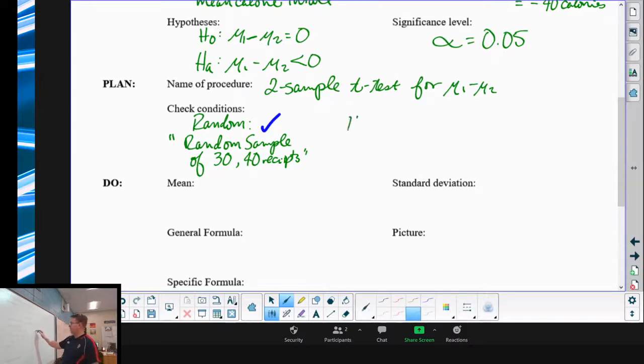Next is our 10% rule. If you've ever been to a Starbucks, you know that 30 receipts is not anywhere near the same number of receipts that we normally have. So 1/10 of all receipts. And likewise, 40 is just a drop in the bucket.